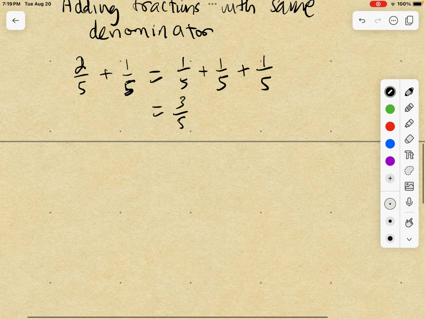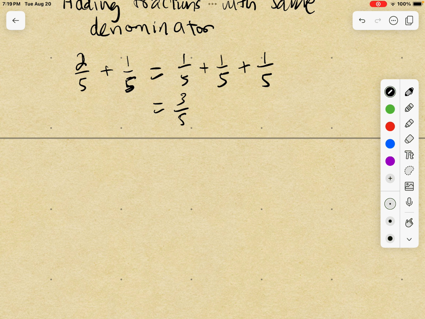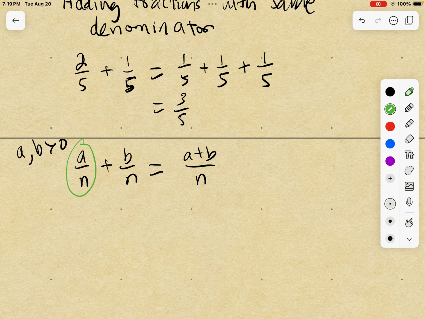So in general, if I have a over n plus b over n, and a and b are positive numbers, then this is equal to a plus b over n. Because this first quantity is I have a nths, and this quantity is I have b nths. And so when I put them together, I get a total of a plus b nths, which is a plus b over n.